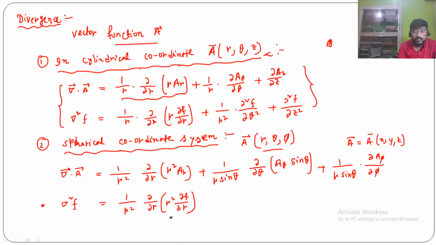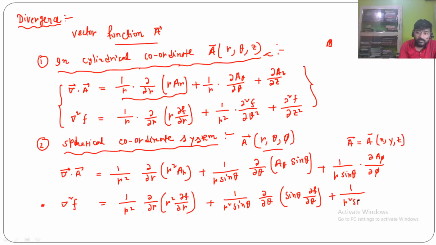r square del f del r, plus 1 upon r square sin theta into del del theta of sin theta into del f del theta, plus 1 by r square sin square theta into del 2 f del phi 2. So these two are the basic operations, this divergence and del square in spherical coordinate.